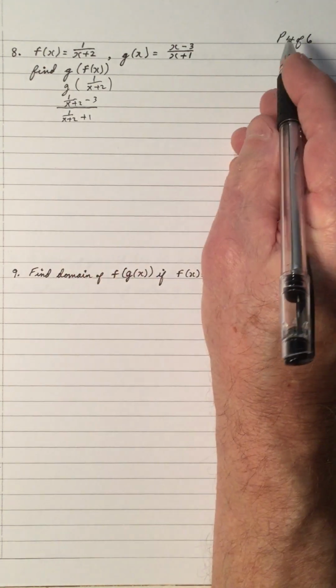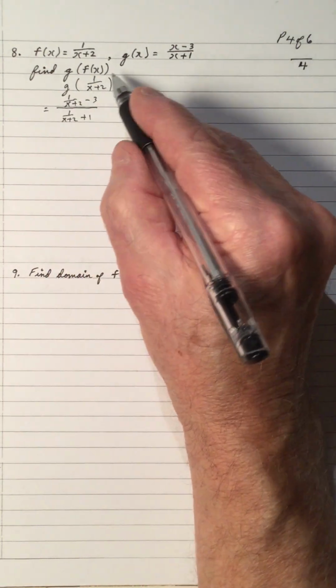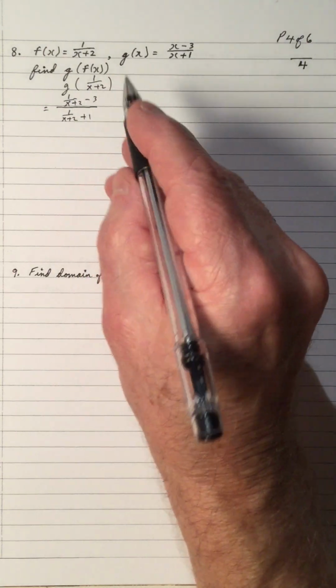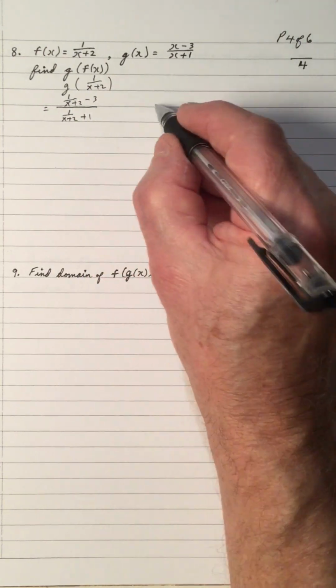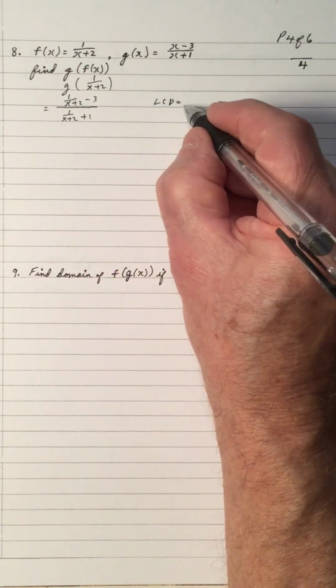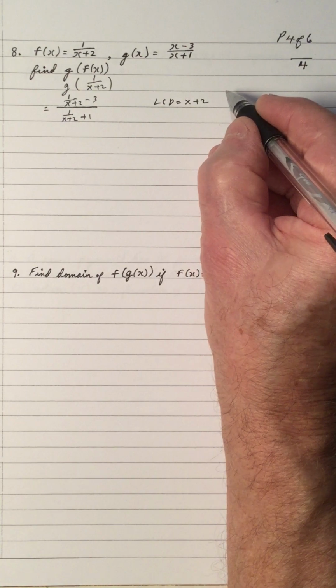Plus 1. Again, we took 1 over x plus 2 and subbed it in here and here. There it is. Now we notice we have complex fractions. So the LCD for the top and bottom is x plus 2.